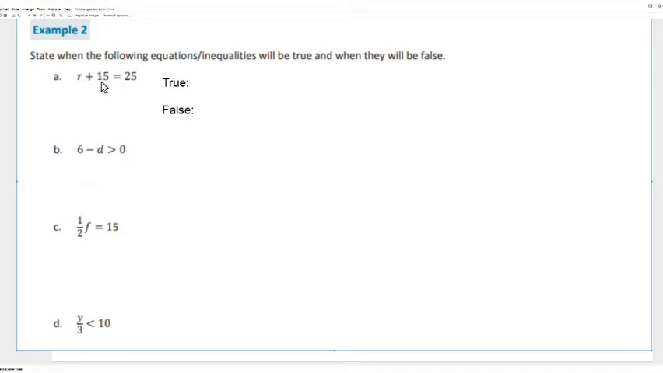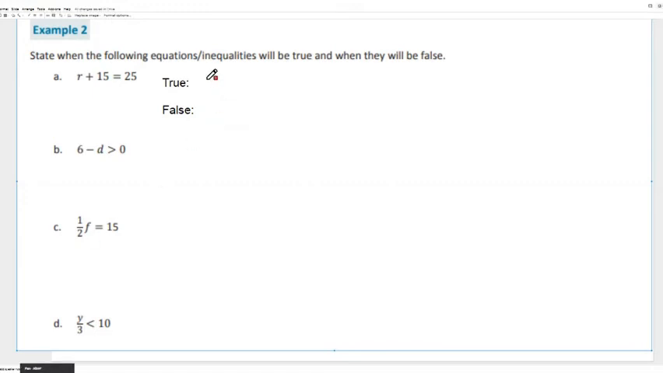If r was 5, would this be true? Well, 5 plus 15 is 20. Is that equal to 25? The answer is no. But if r is 10, 10 plus 15 is 25, well, then that statement is true.